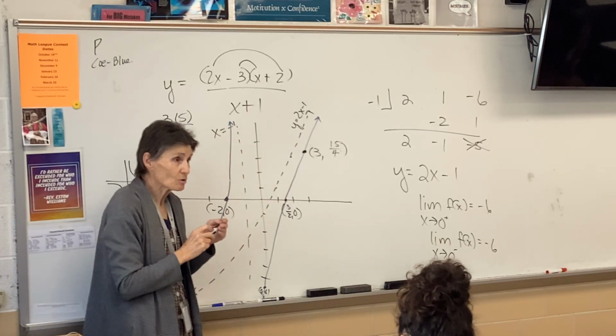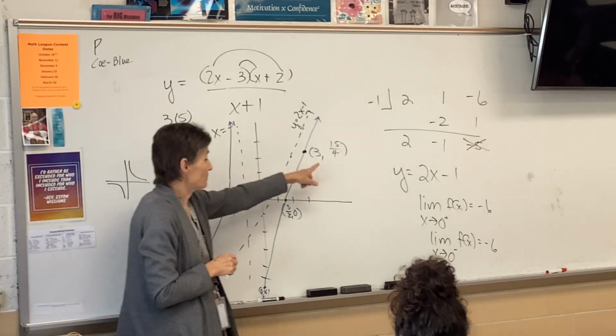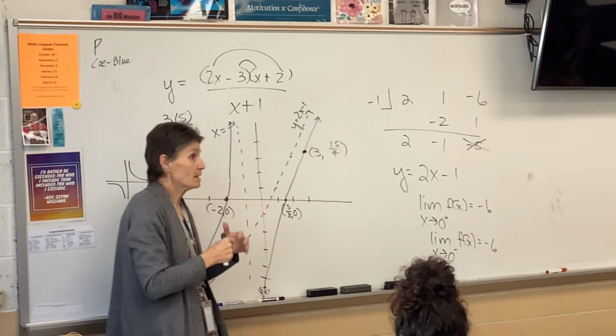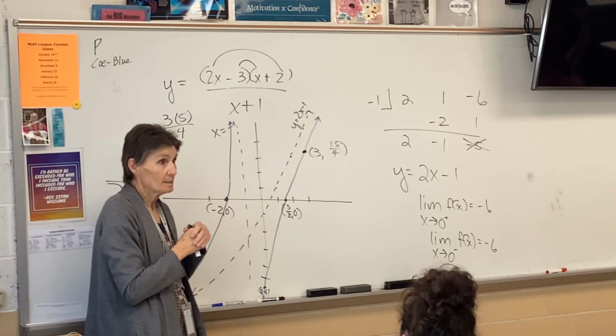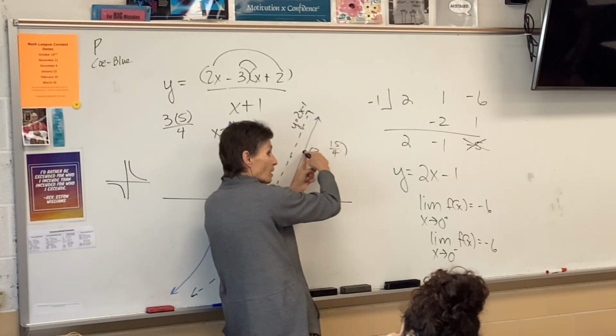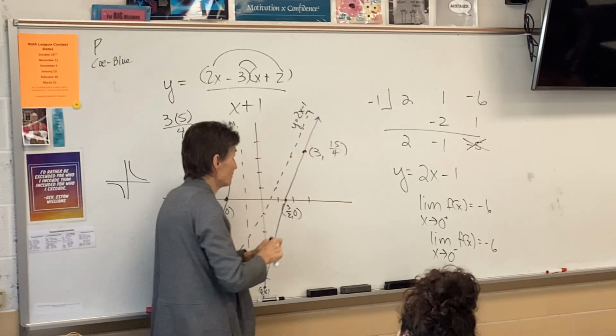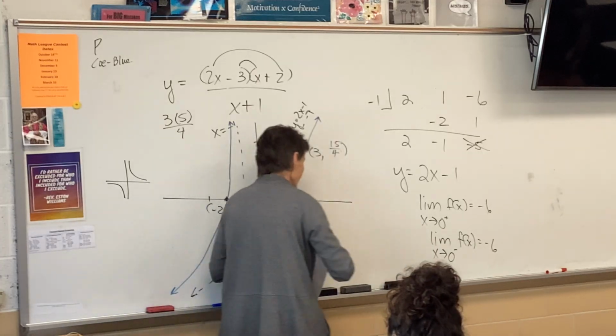So the answer to 11 and 12 is 15 fourths, because 3 is not an asymptote, it's a point. And when you come at a point both ways, you're coming to the same place. All right, let's turn it over and try another one.